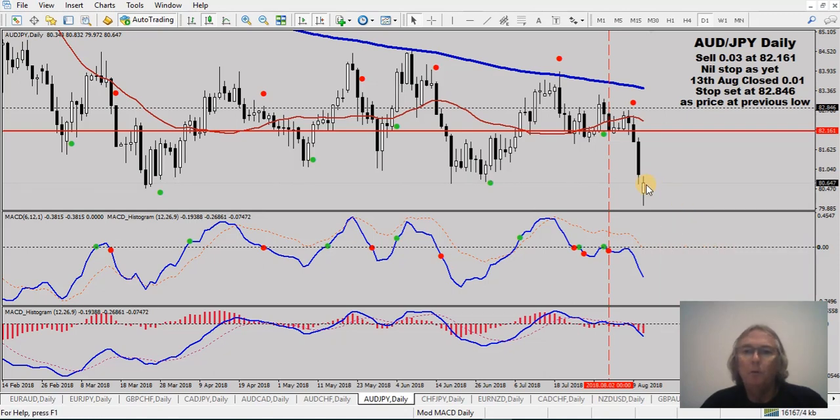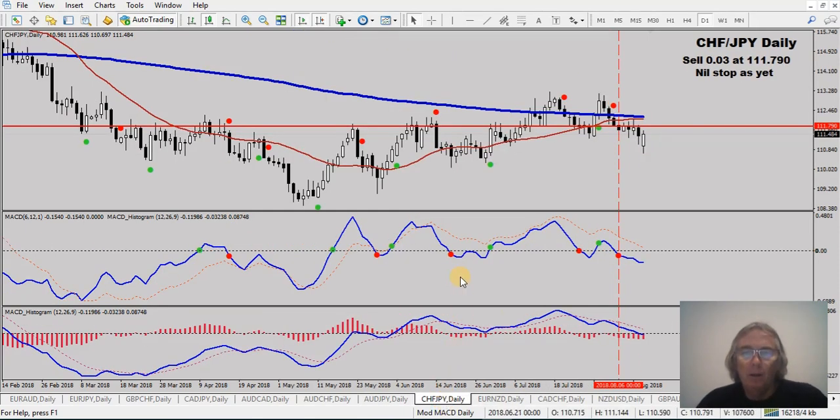Swiss franc, Japanese yen in a sell from back here. It's not exactly setting the world on fire, and this bullish candle today is not what I want to see, but it's still just profitable at the moment. We just have to wait and see what happens.